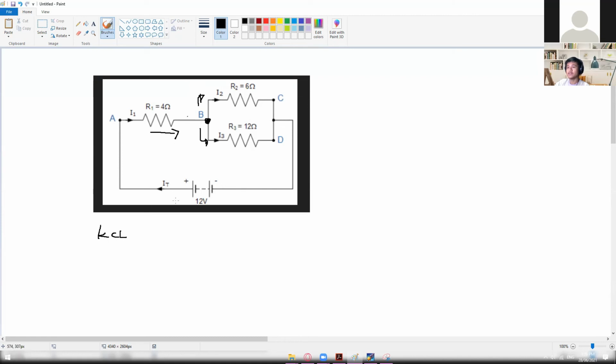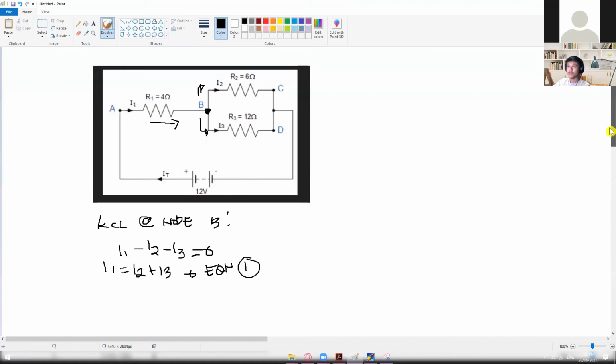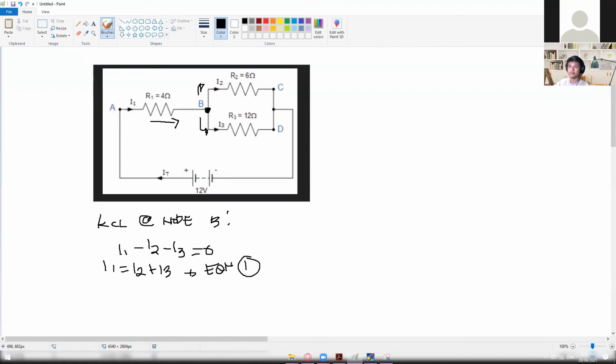So KCL at node B. Here we have I1 is positive, minus I2 since this one is leaving, and the same with I3 since that is also leaving. If we simplify this a little more, it gives us I1 is equal to I2 plus I3. So this is now our equation number one. Clear so far on how we got equation number one? I1 is equal to I2 plus I3. Super simple.